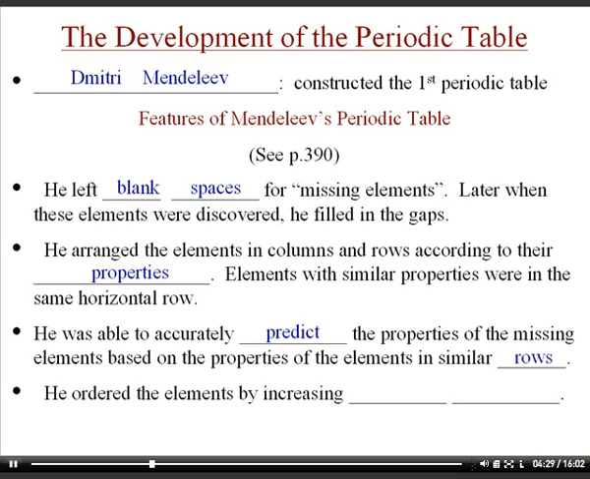So if you're in the same row, he figured you had the same chemical properties and physical properties. So things like boiling point or density he was able to predict just from the elements that were in the same row, which would have similar trends in the periodic table.